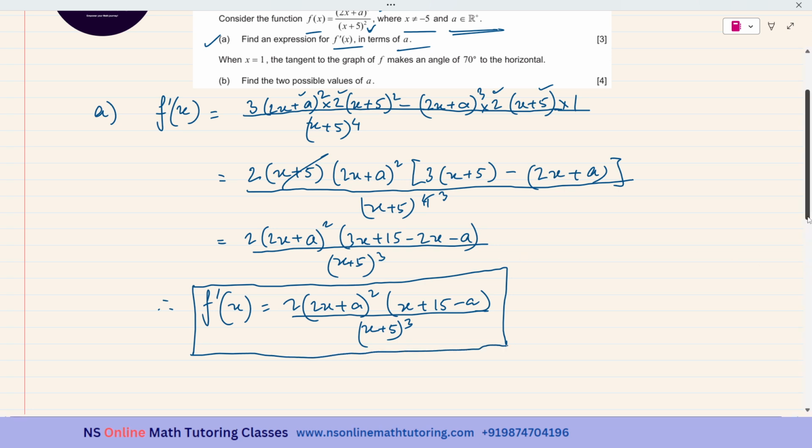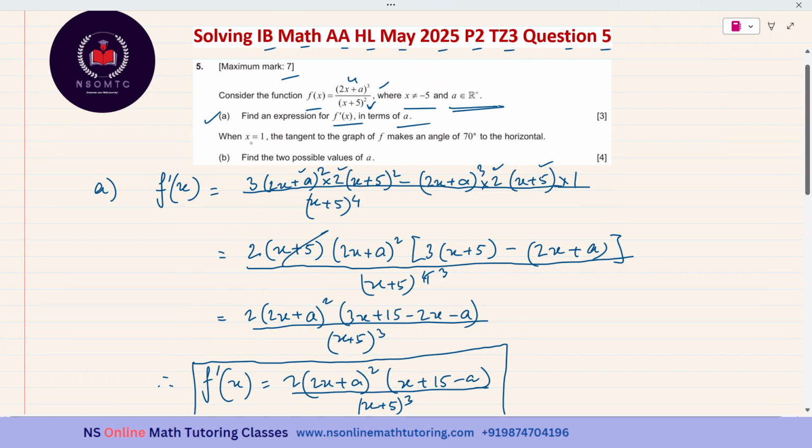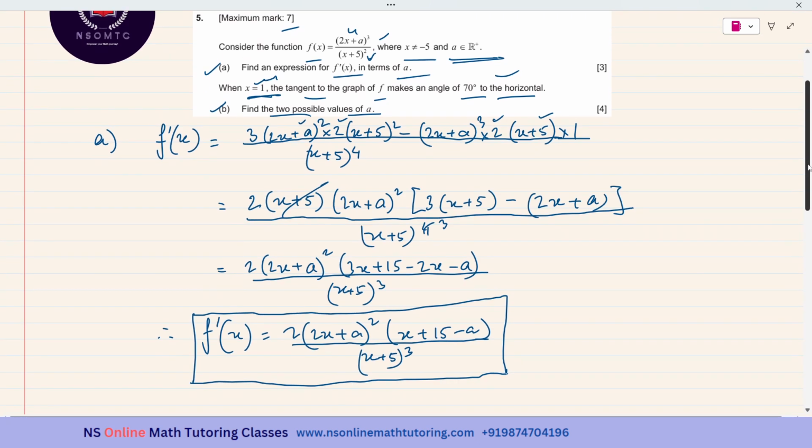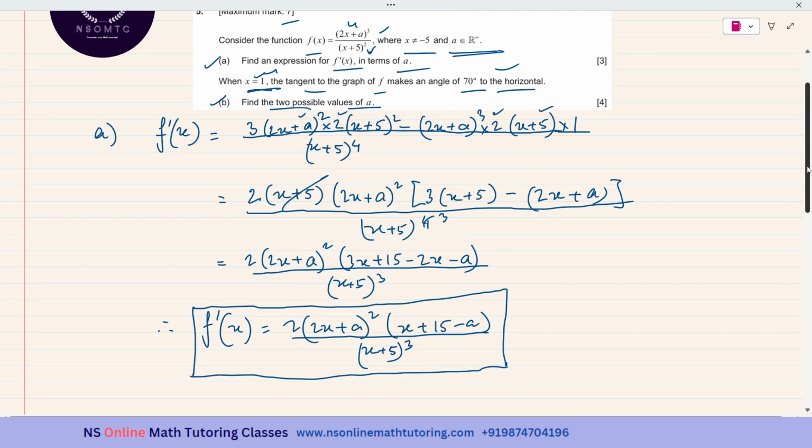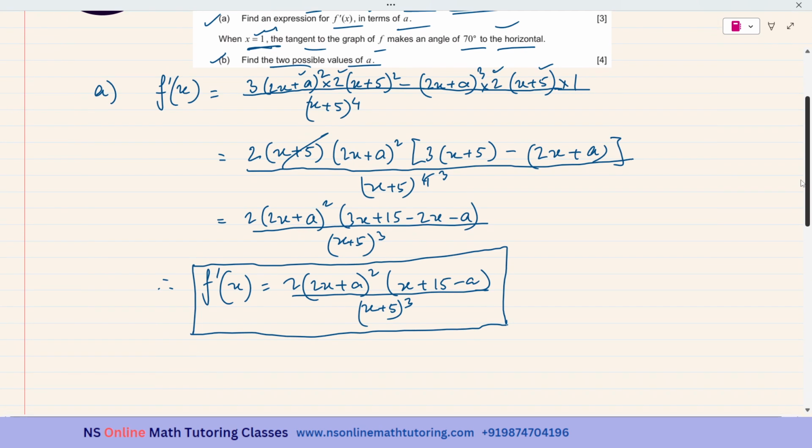Coming to part B, when x equal to 1, the tangent to the graph of f makes an angle of 70 degrees to the horizontal. So part B is saying find the two possible values of a. When x equal to 1, the tangent is making an angle of 70 degrees. So what is the gradient of the tangent? It is tan 70 degrees. And what will be the gradient? It will be f prime of 1.